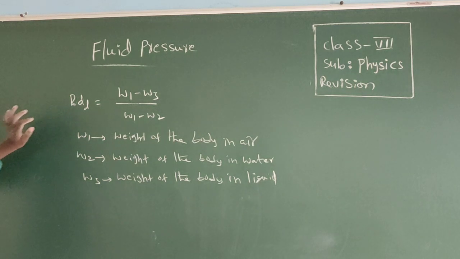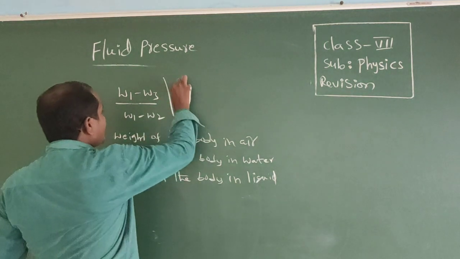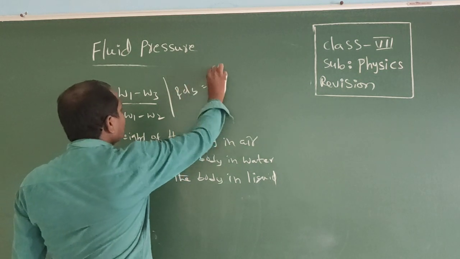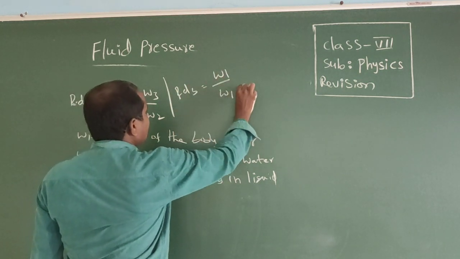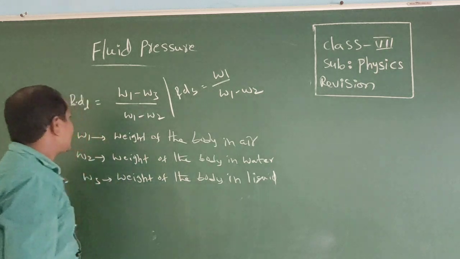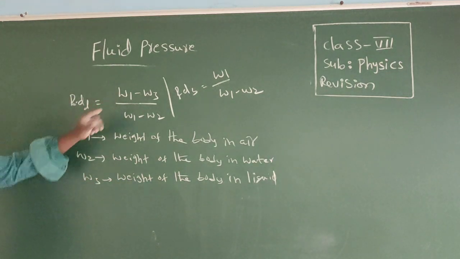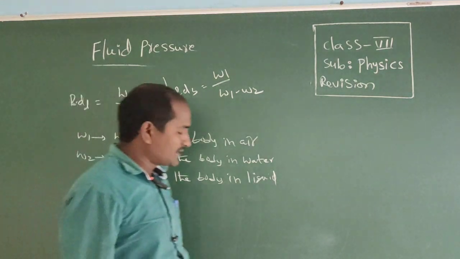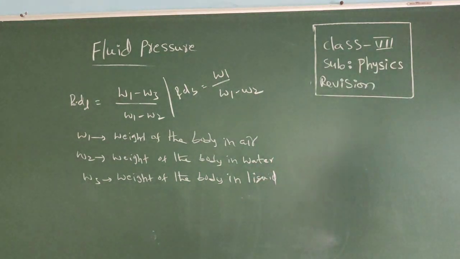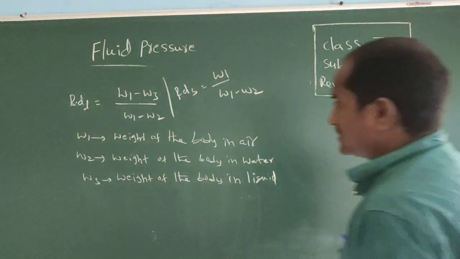So it is a relative density of the body, sorry, liquid. RD of the body is equal to W1 by W1 minus W2. RD of the liquid is equal to W1 minus W3 by W1 minus W2. Okay, next one.